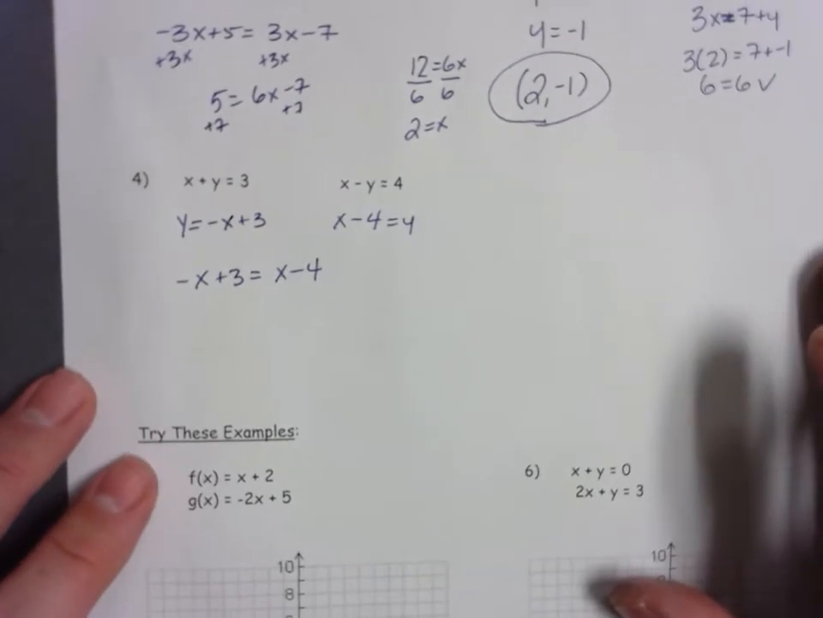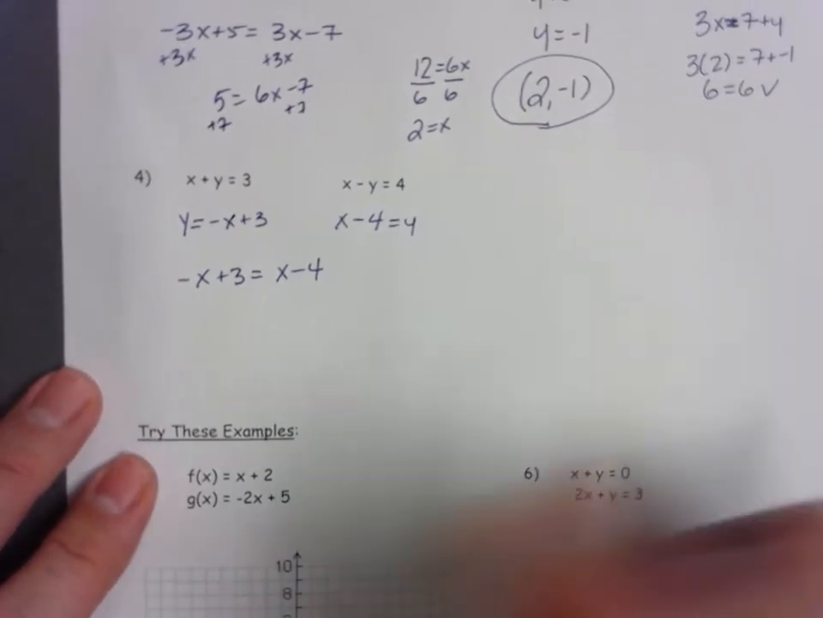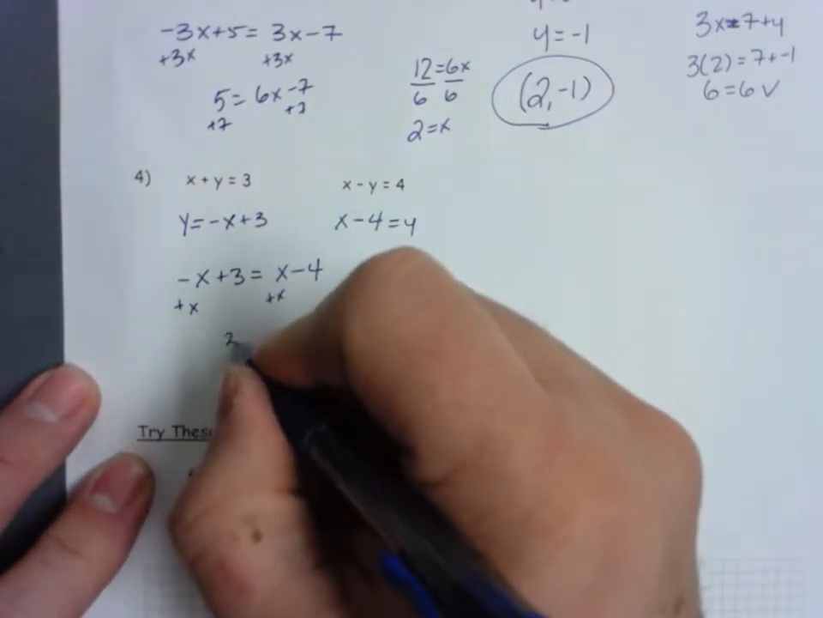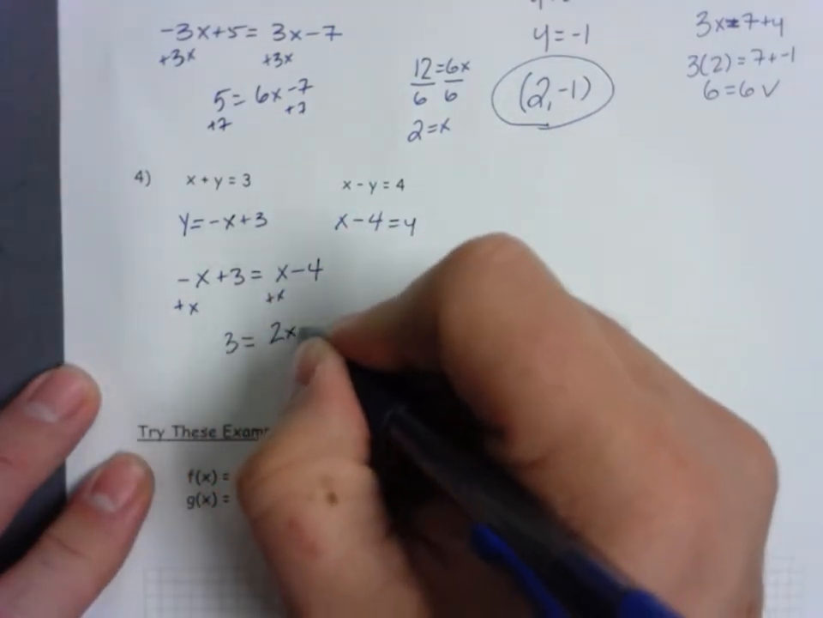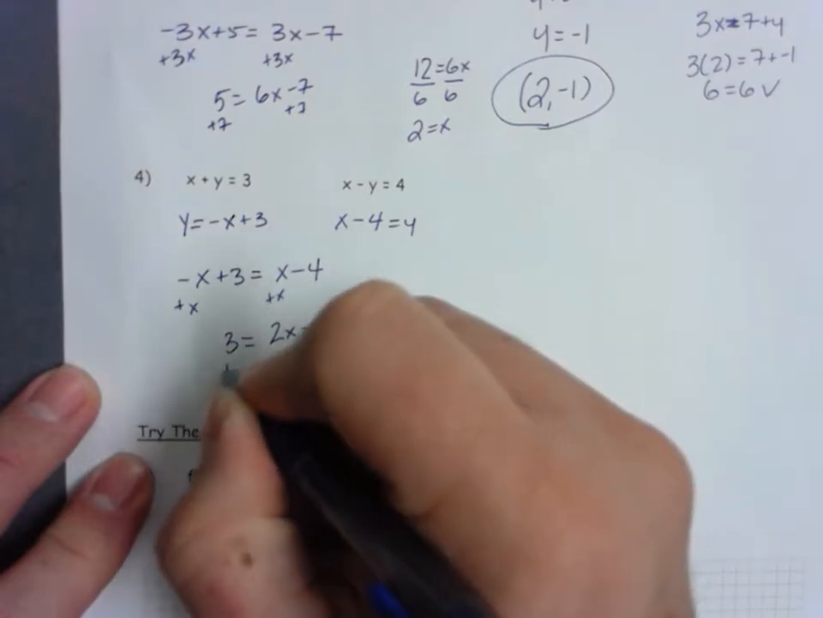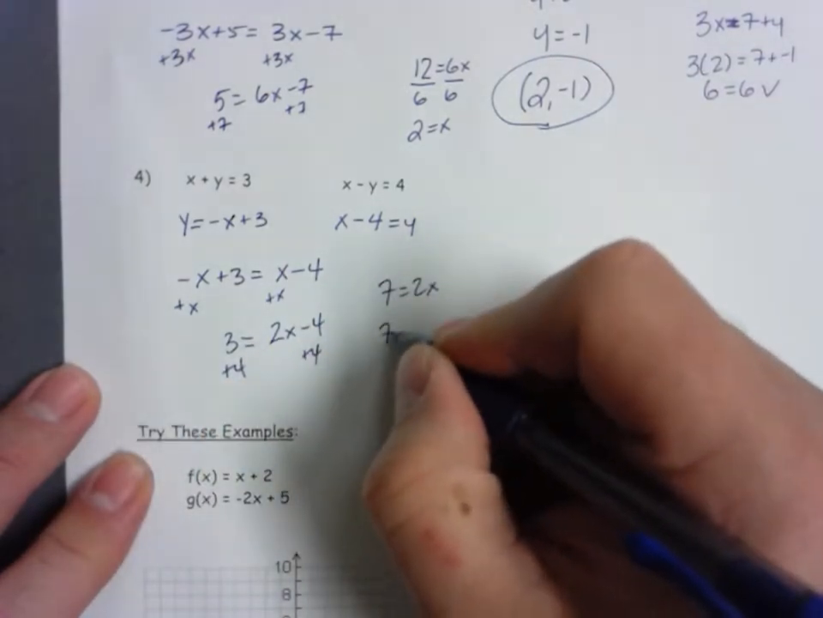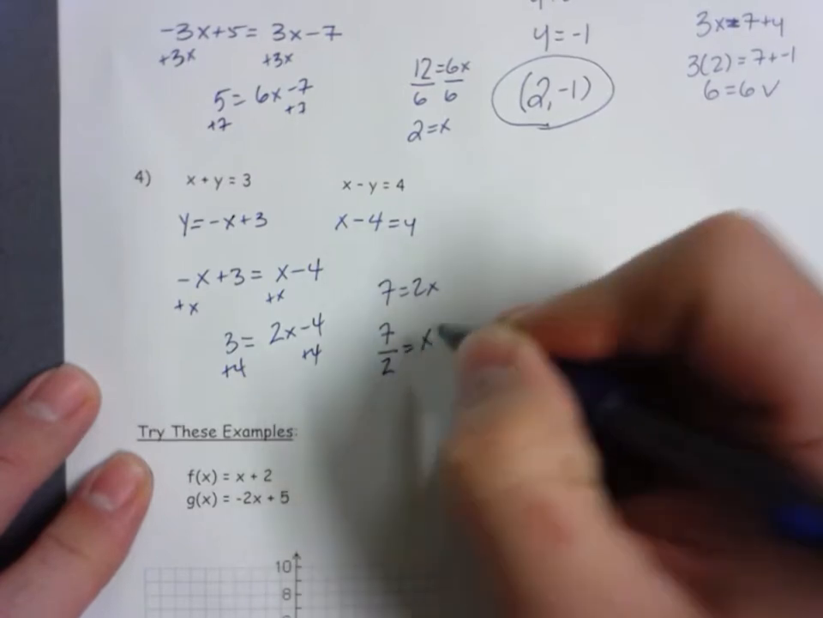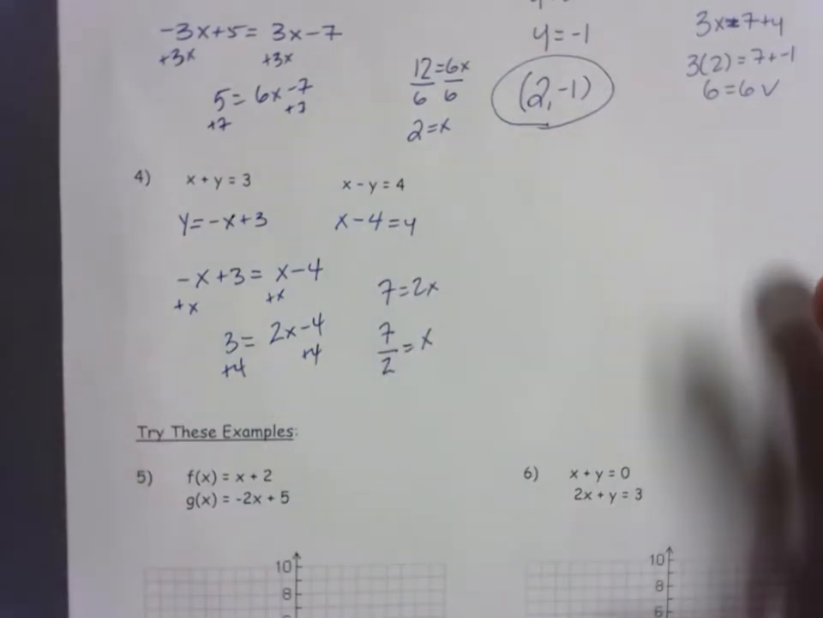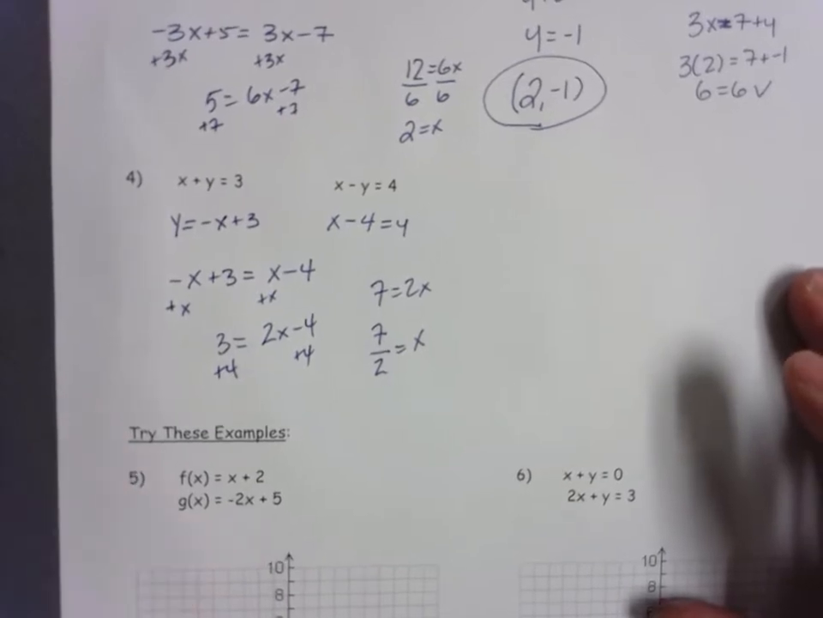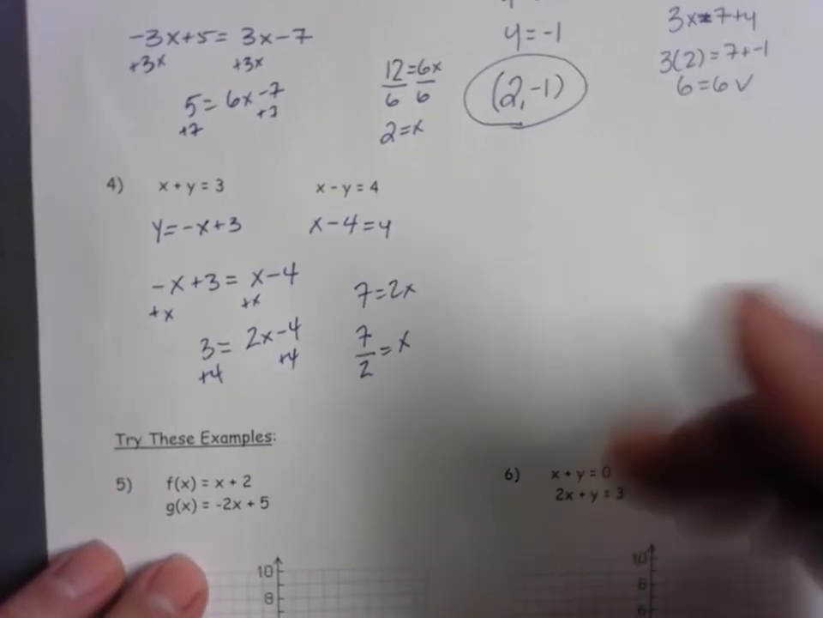Again, substitution working. I'm going to add x over. So 3 is equal to 2x minus 4. Add 4, add 4. 7 equals 2x. So x equals 7 halves. Now, think to yourself, okay, Mr. J, I got a fraction there. That's okay. It doesn't have to always meet exactly at a whole point. It can meet at a fraction. It's not a problem. Let's take 7 halves, plug in.